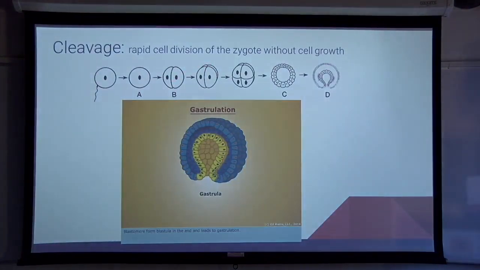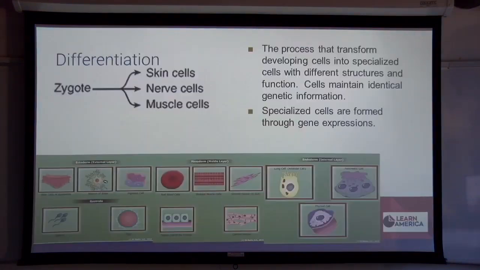So here are the different layers. So you could see the different layers that are formed. So we went from that one cell to the point where we have so many cells that they're starting to form different layers. And so the creation of different layers is referred to as differentiation. This is one of the popular topics to cover on the test. So it's important that you understand this concept. So differentiation is the process of transforming developing cells into specialized cells, different structures with different functions.